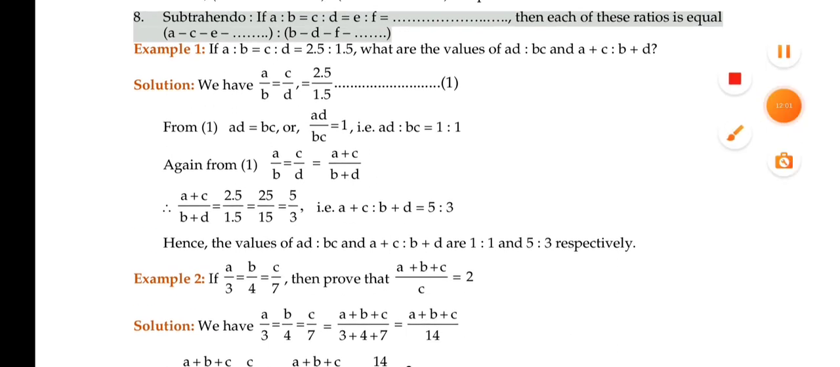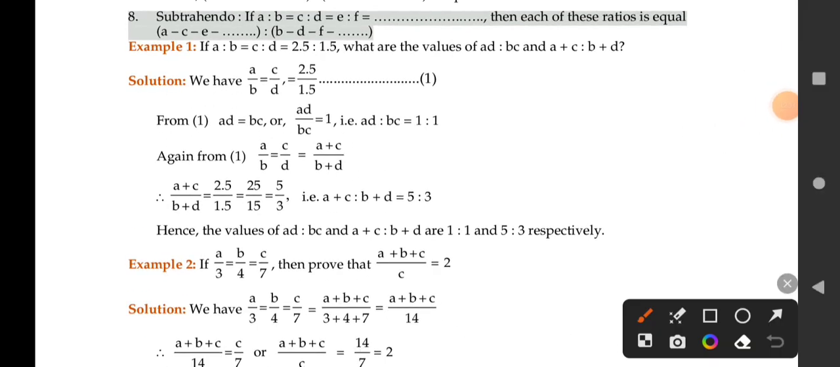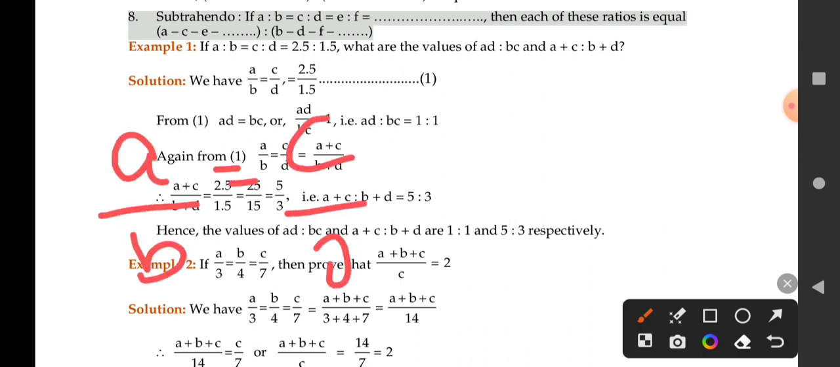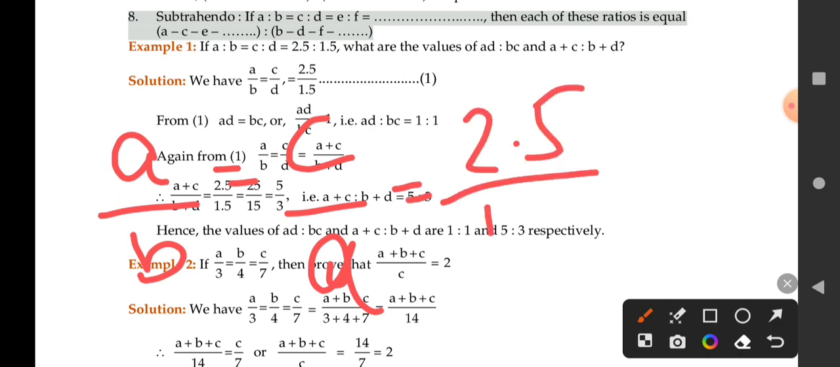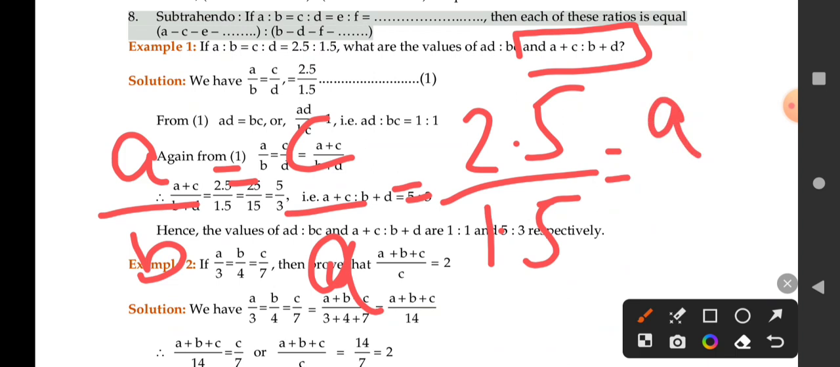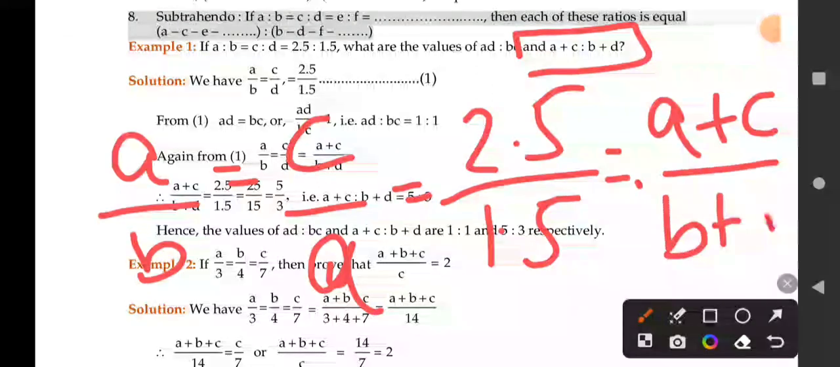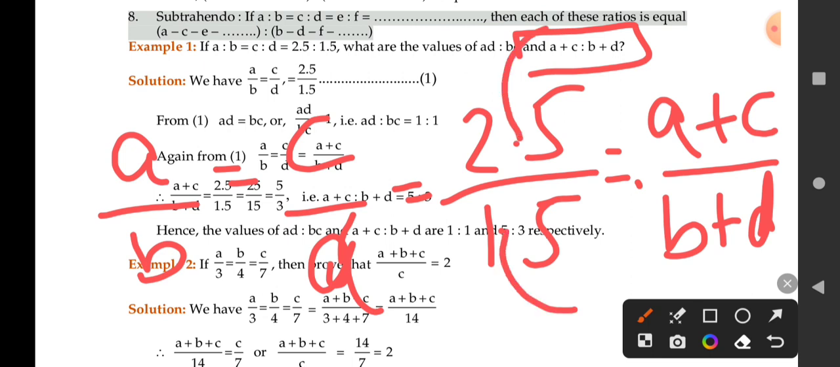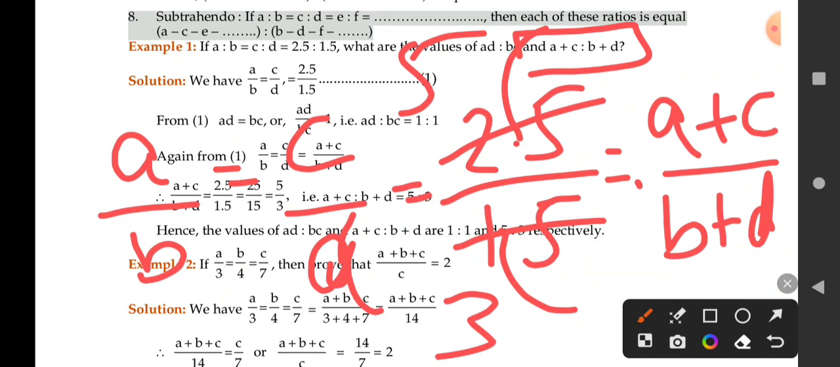Okay. Example 1. So now there are 3 examples which are important. So I would like you all to pay attention over here. Okay, so given is A by B is equals to C by D is equals to 2.5 by 1.5. So suppose the second one we will solve like an addendo, A plus C divided by B plus D. So all these ratios are equal, hence when you remove the decimal you get 5:3.